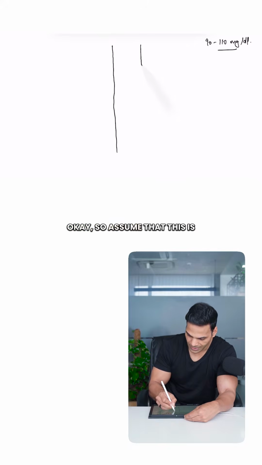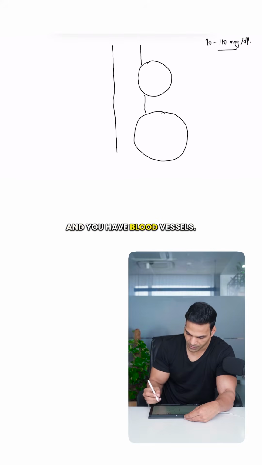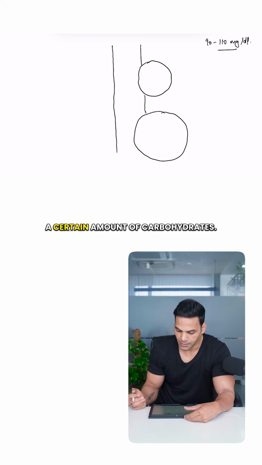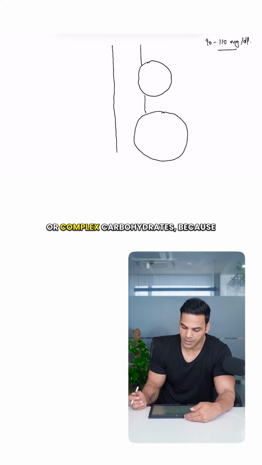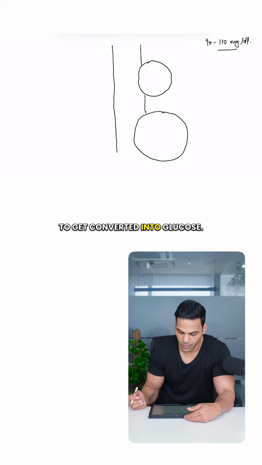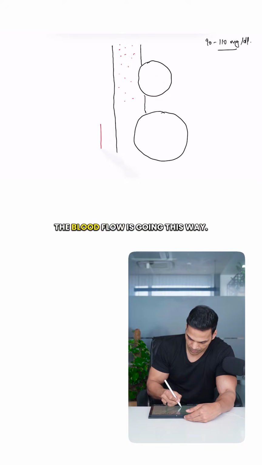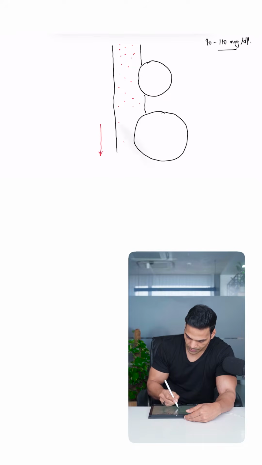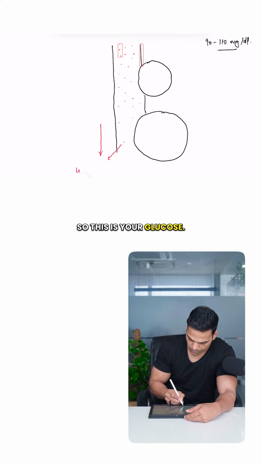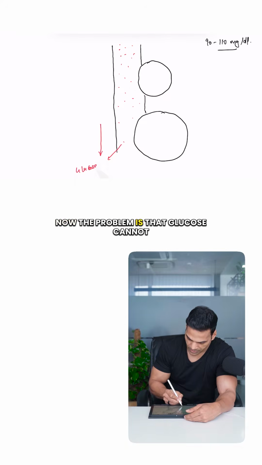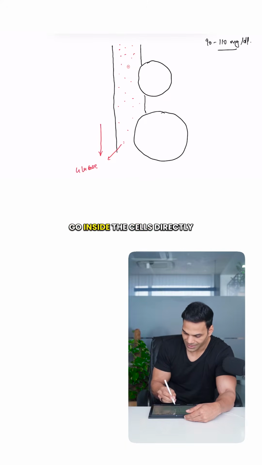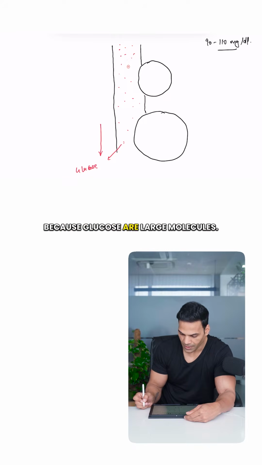Okay, so assume that this is a blood vessel, and let's assume that these are the cells. So you have different cells and you have blood vessels, and let's assume you consumed a certain amount of carbohydrates. Doesn't matter whether it's simple or complex carbohydrates, because at the end of the day it's going to get converted into glucose. So let me just draw these glucose molecules in the bloodstream, and let's assume that the blood flow is going this way. Okay, so this is your glucose. Now the problem is that glucose cannot go inside the cells directly, because glucose are large molecules.